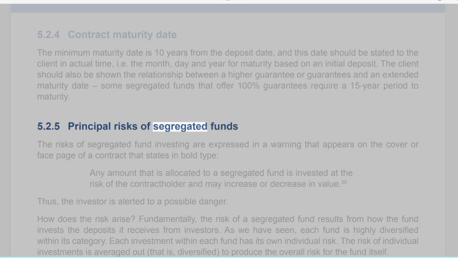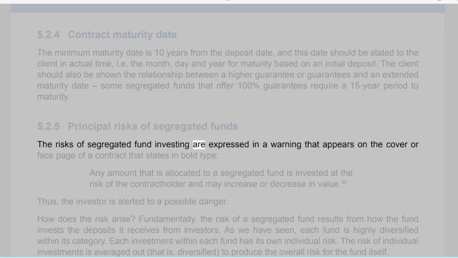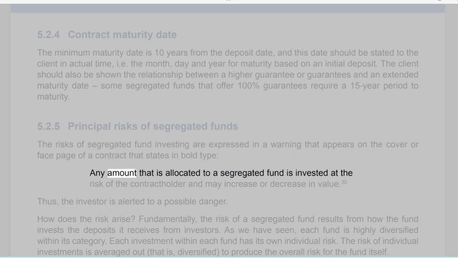5.2.5 Principal Risks of Segregated Funds. The risks of segregated fund investing are expressed in a warning that appears on the cover or face page of a contract that states in bold type: any amount that is allocated to a segregated fund is invested at the risk of the contract holder and may increase or decrease in value. Thus, the investor is alerted to a possible danger.